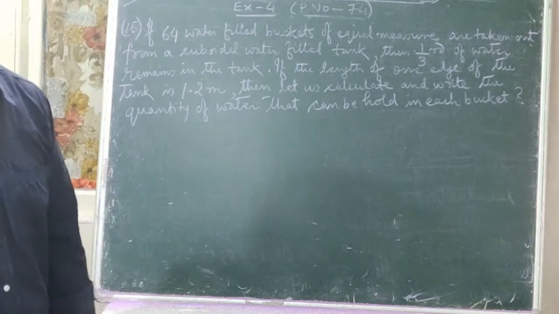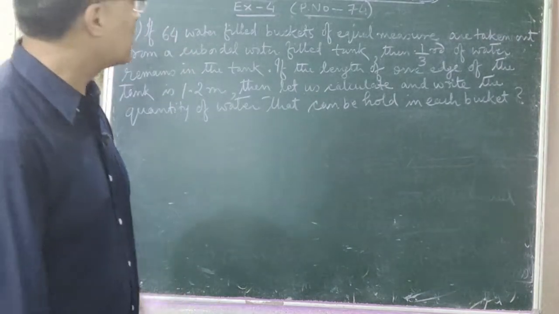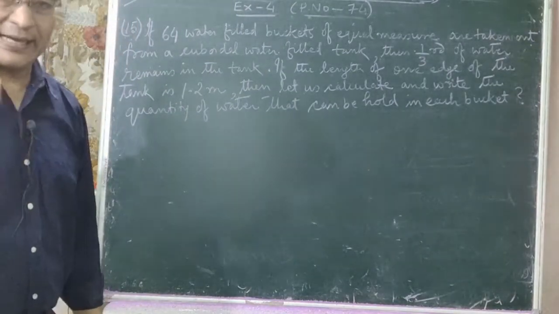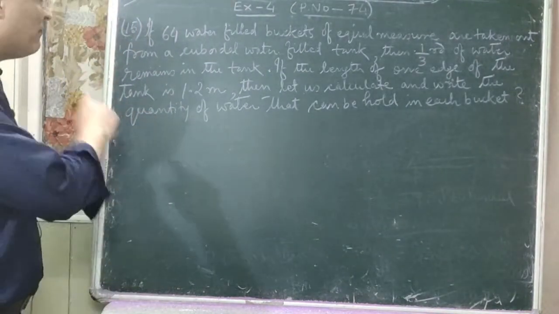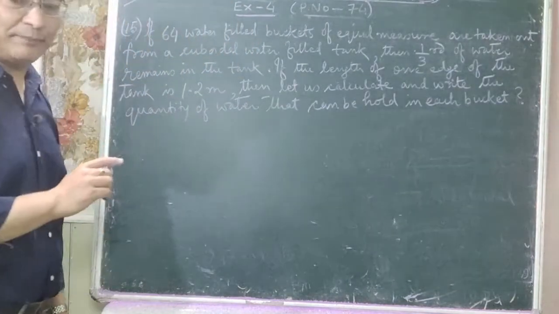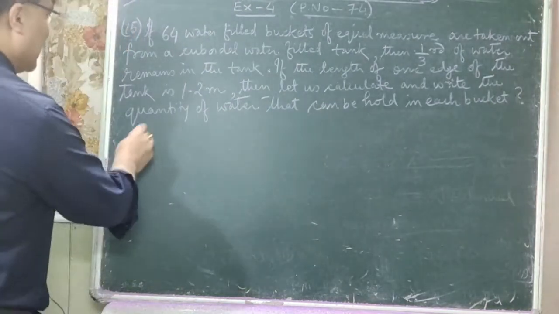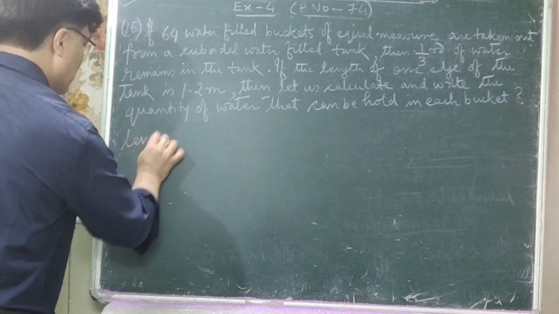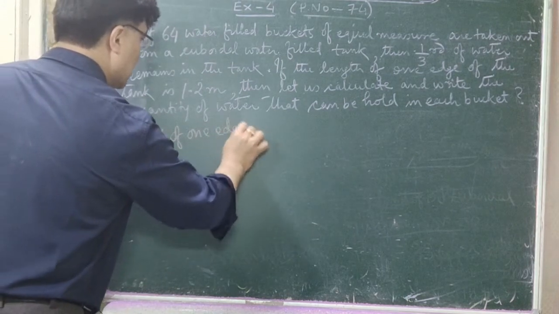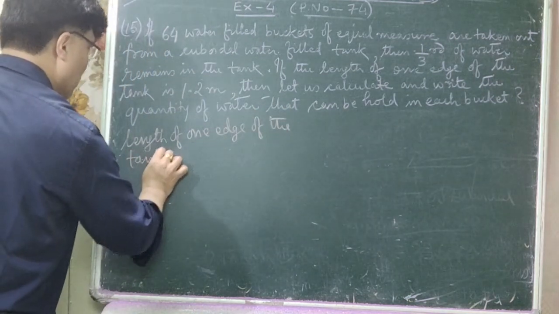Is that clear to all of you? So here, 64 water filled buckets of equal measure have been taken out from that tank. Okay, so let us find out first of all the volume of the tank. In this case it is given that the length of one edge of the tank is equal to 1.2 meter.